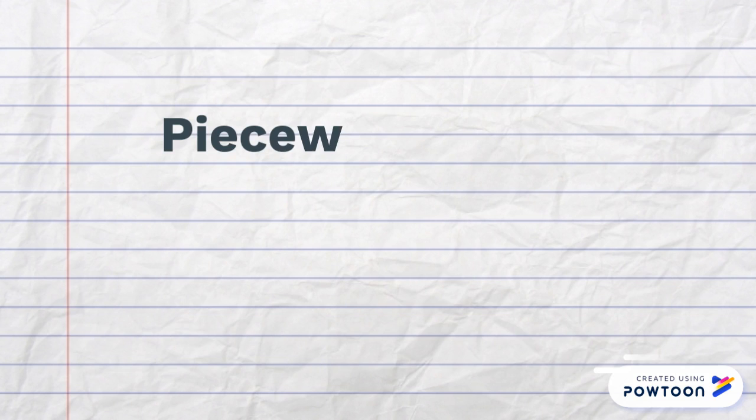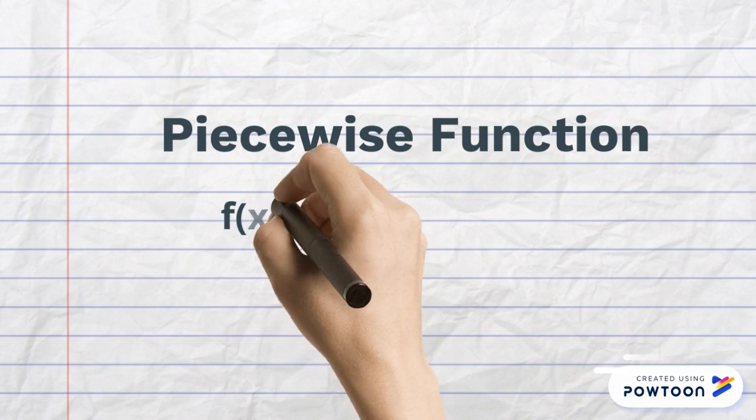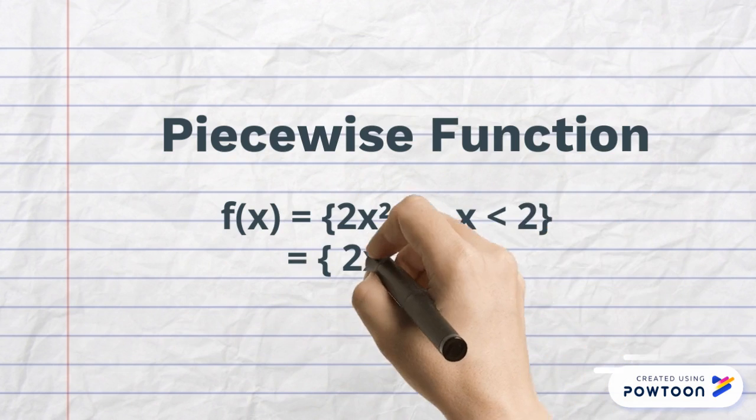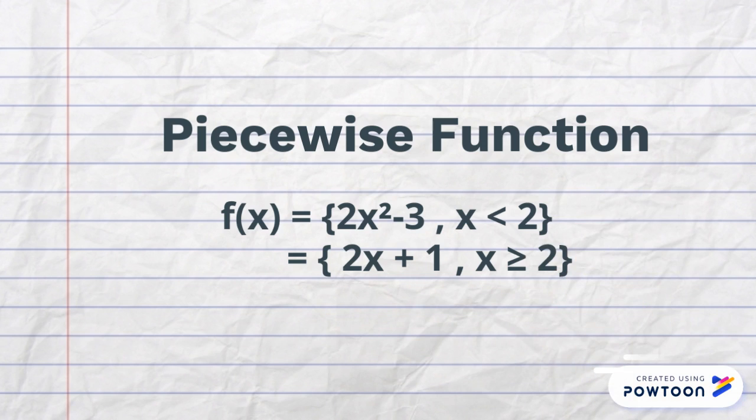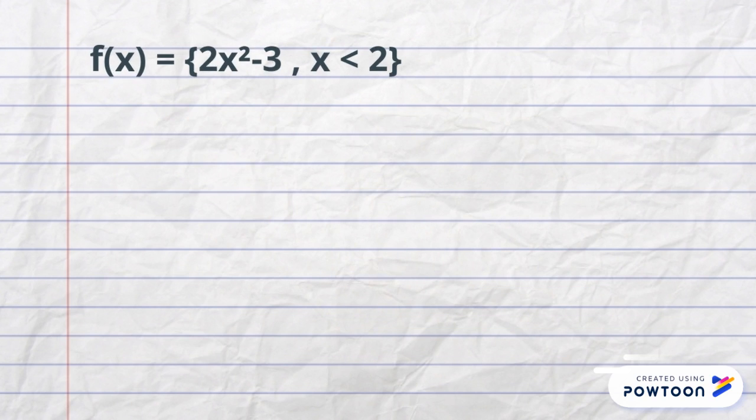Another example of piecewise function. f(x) = 2x² - 3, x < 2, and 2x + 1, x ≥ 2. The possible outcomes are -1, 0, 1, 2.